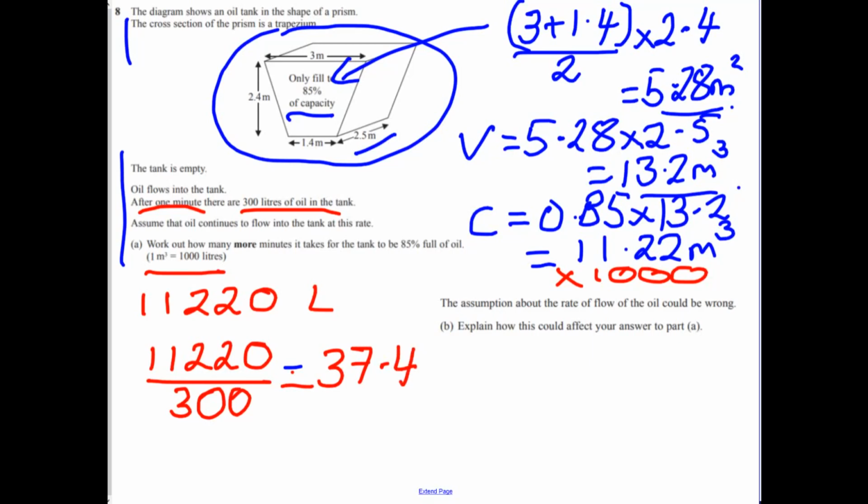Just do that on your calculator, and it gives me 37.4. Now the question said, how many more minutes? Well, we've already had 1 minute, so make sure that we take away 1. So then our final answer is 36.4 minutes.